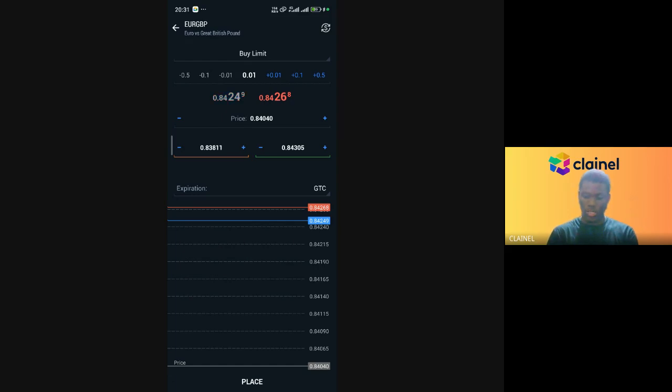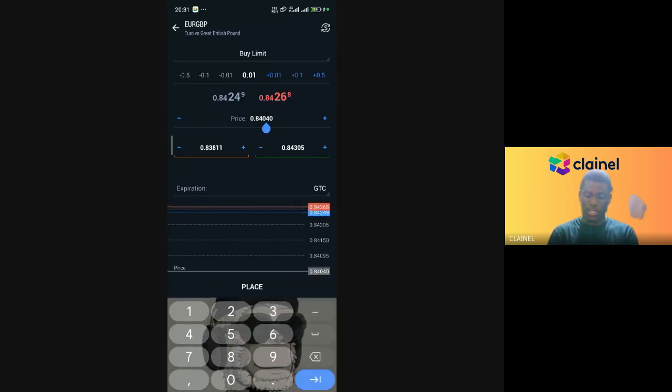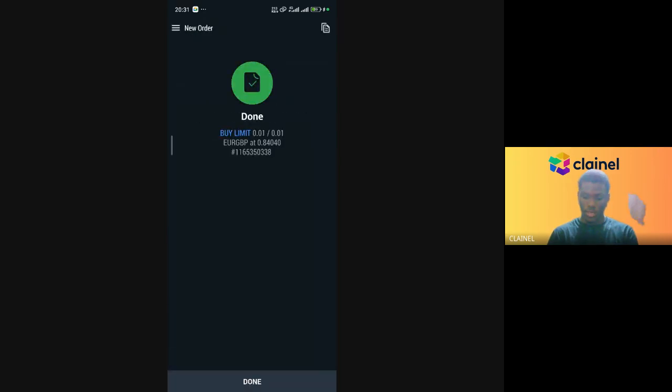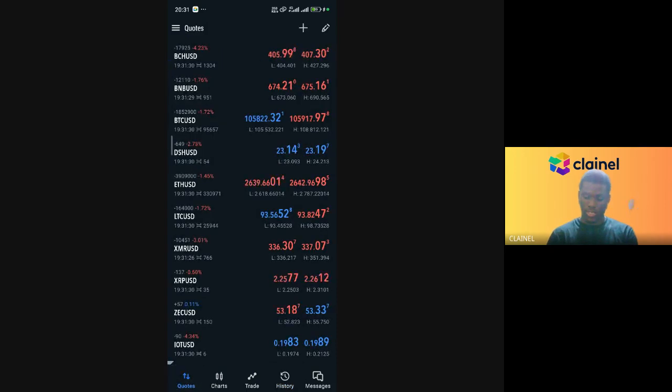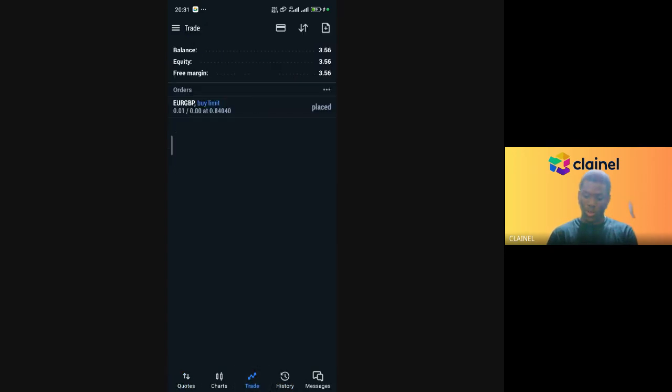You can also still manually adjust the price you want to enter, and manually adjust your SL and your TP. This is the price you want to enter, this is your SL, this is your TP. So you just click on place. Then your trade has gone through. So once the market comes up to this point, it still buys, and if it goes down to this point, this is your SL, and this place is your take profit. That's all on how to set your trades on your MetaTrader 5.